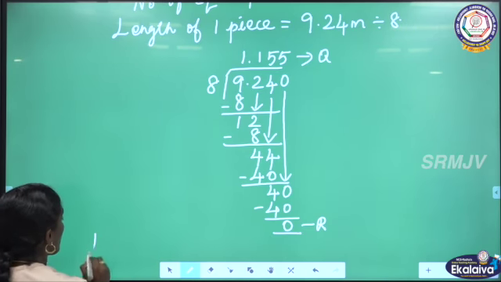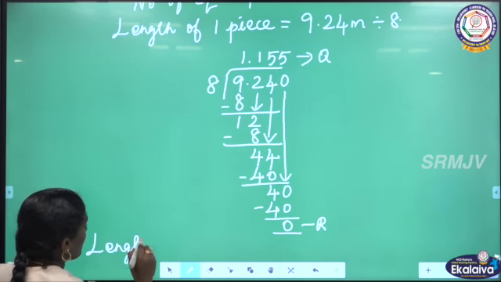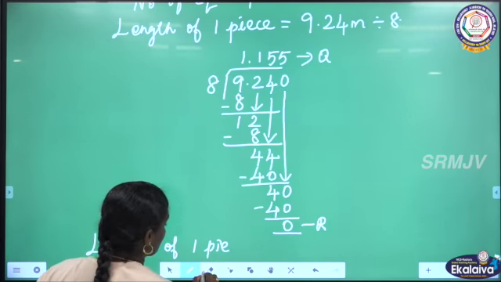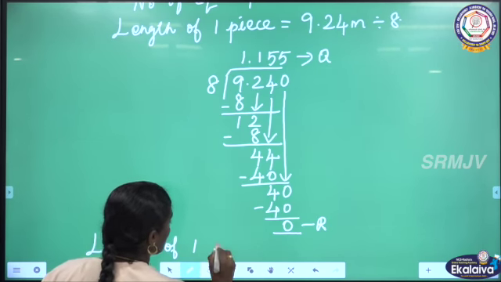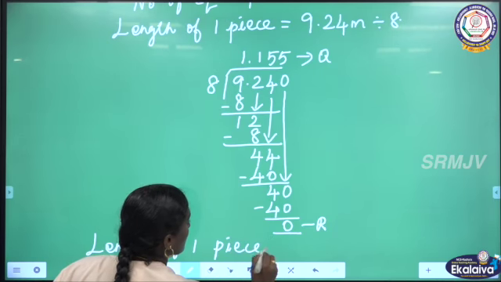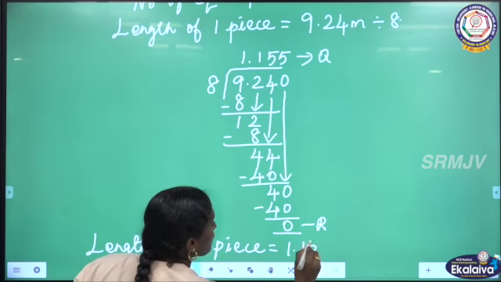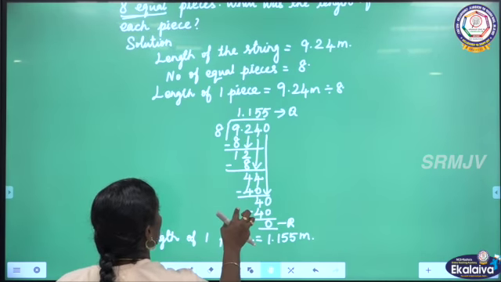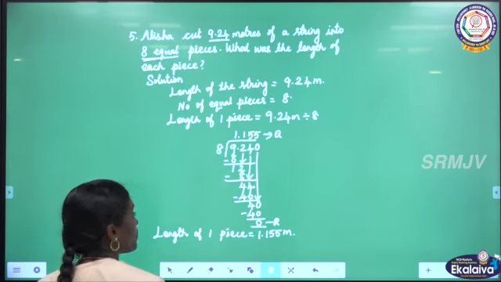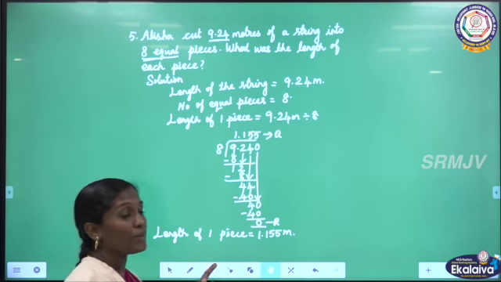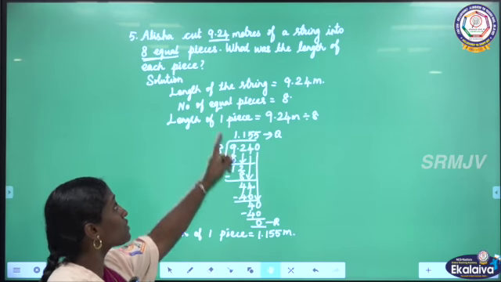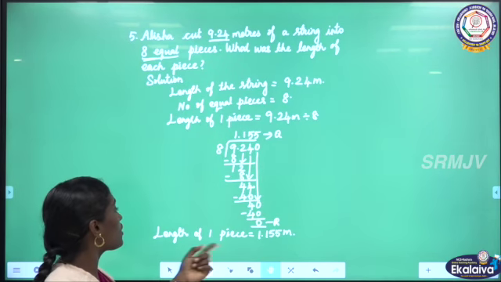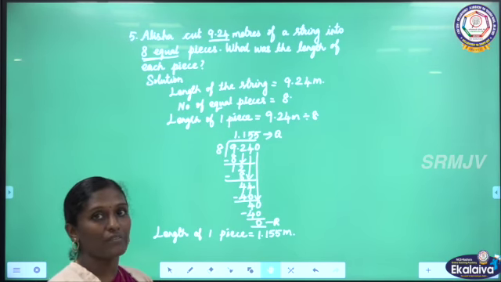So the length of one piece is equal to 1.155 meter. Was it clear, children? So to find the length of one piece, we are dividing the length of the full string by the number of equal pieces. Then we are getting the length of one piece, that is 1.155 meter.